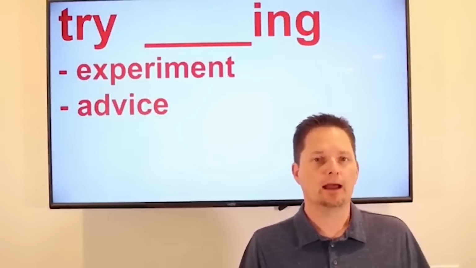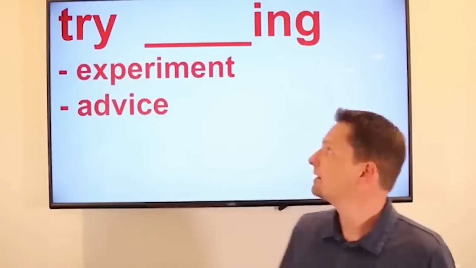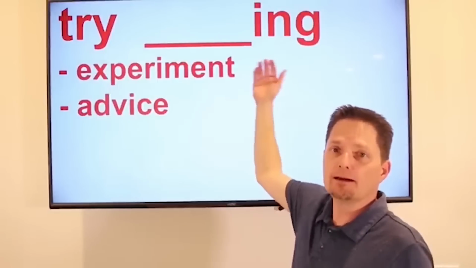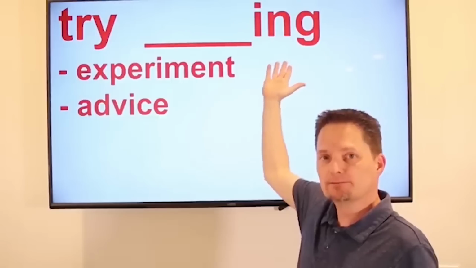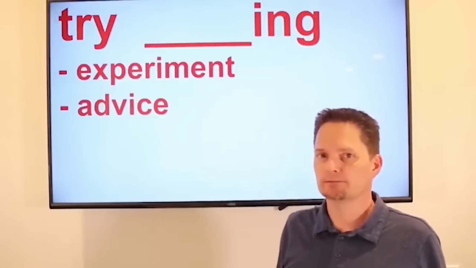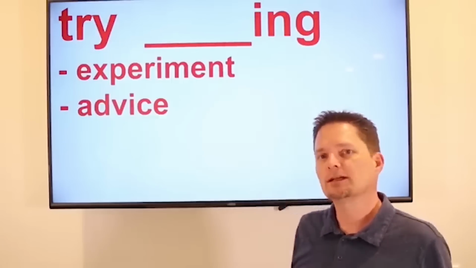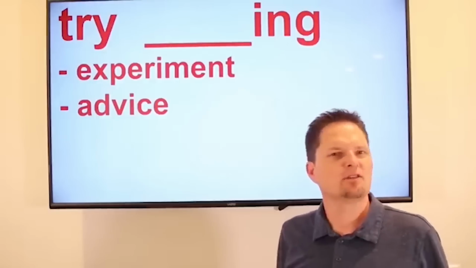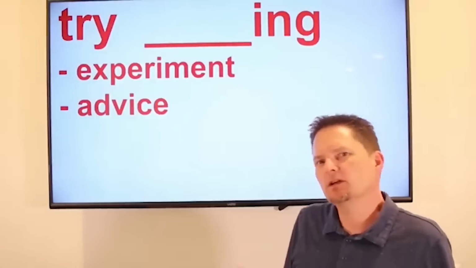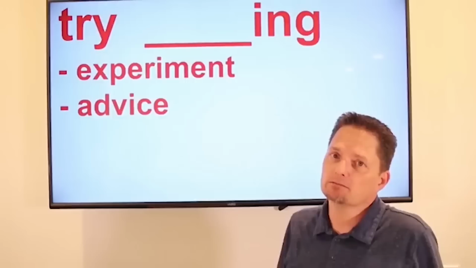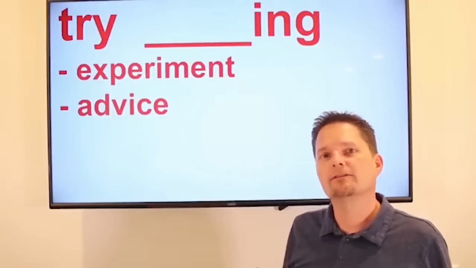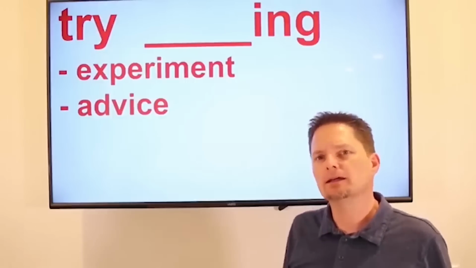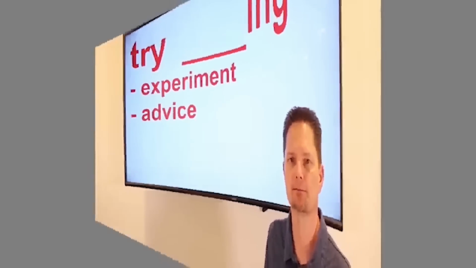Very good. Now let's practice with try and a gerund. That's try with a gerund with ing. Try doing something. We use this for an experiment to see if you like it or not. Try doing this. Maybe you will like it. Or to give advice. Try doing this. Maybe you will like this.